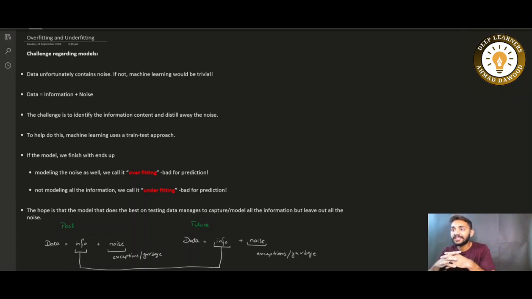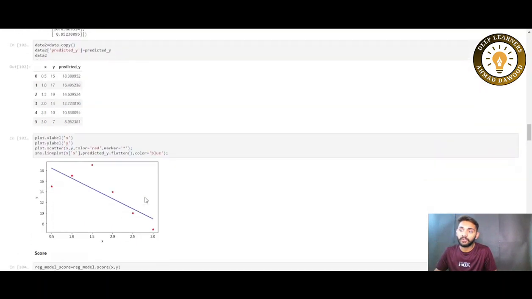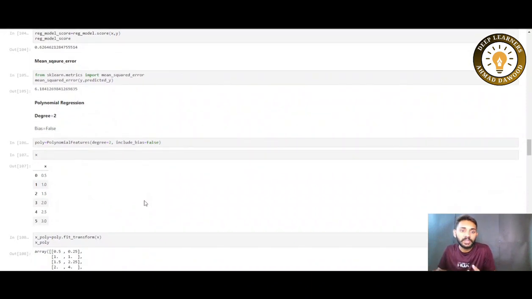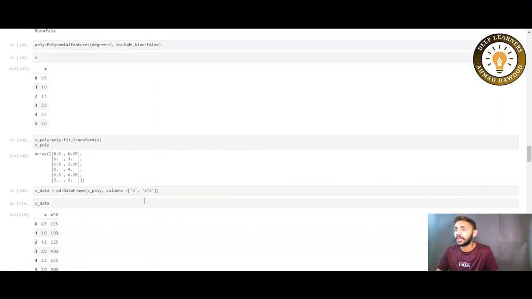In the last session we did polynomial regression, in which we saw why we need polynomial models, which are nonlinear models, and how we can implement polynomial regression. Like if I show you the code here, we implemented linear regression also, and it is exactly the same. We just have to convert our features into polynomial features before that.